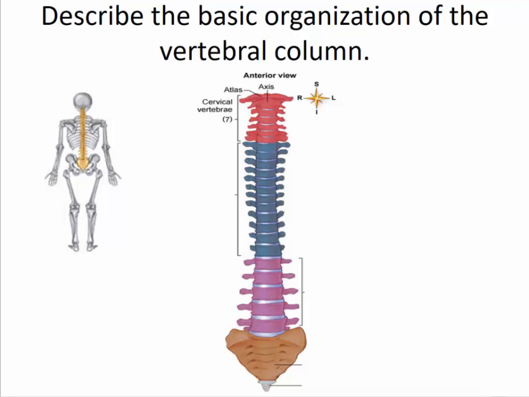The next 12 vertebrae are the thoracic vertebrae. They increase in size as we move down from the cervical vertebrae. That increase in size is because as we move down, each vertebra is bearing more and more weight due to more of our body being above it.